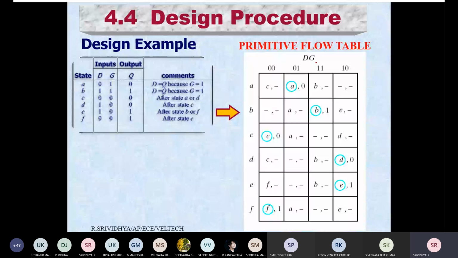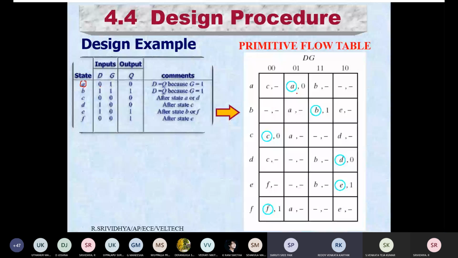From this only I'm going to draw it. Now see here, first state. We are talking about the first state A. For this first state, what are the input combinations? 0, 1. So this is my 0, 1. And what is my output for that particular state? It is 0. So it is A, and the output is 0. Now why am I putting this blue circle here? What does it mean?